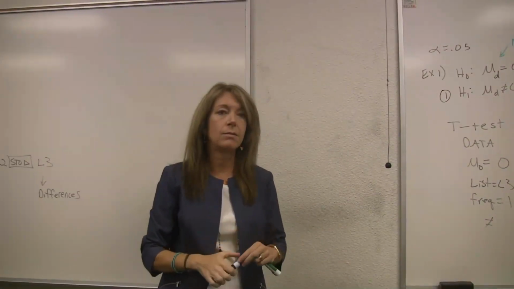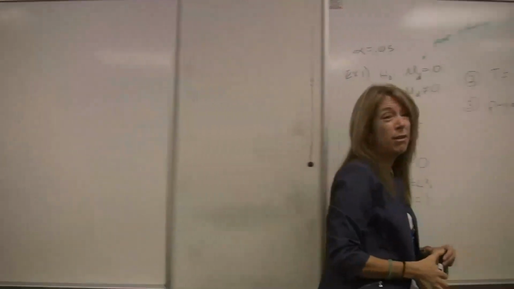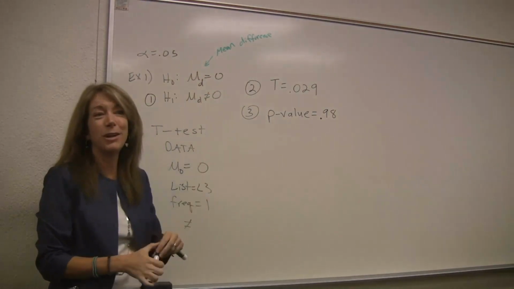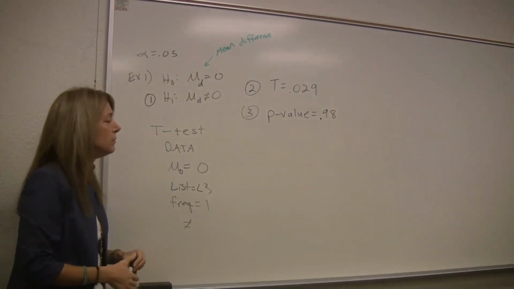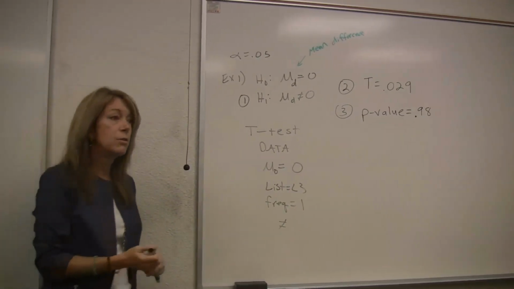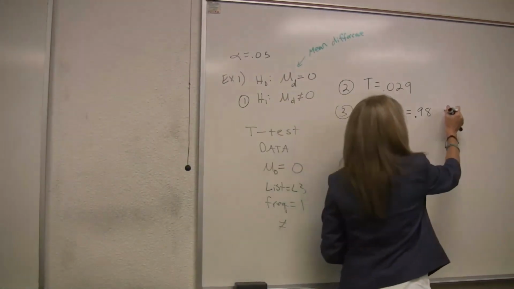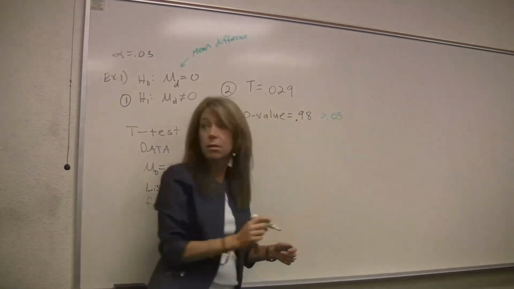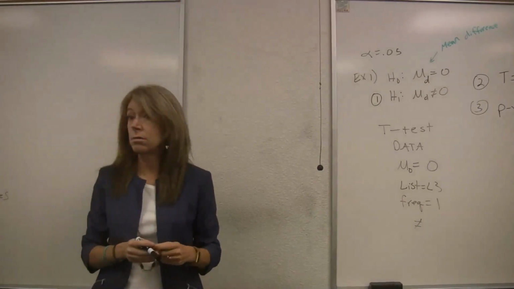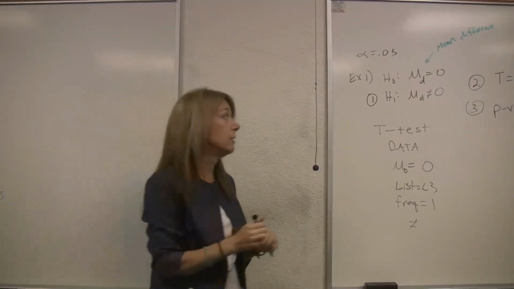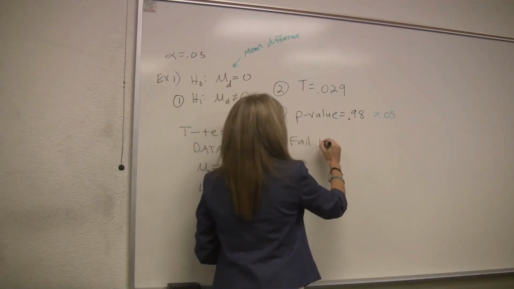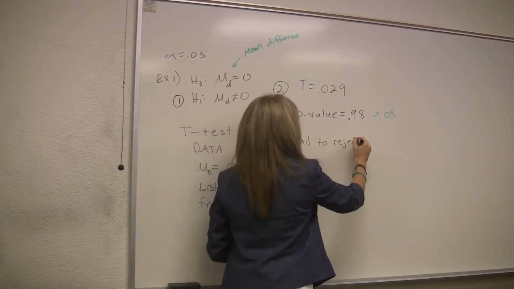So we go up two decimals? We could do more. I really only need 2 though, because I'm comparing it to 0.05. Depends on what the problem asks for. So because this is greater than 0.05, we fail to reject H0. So all this from here on is review, right? Fail to reject H0.